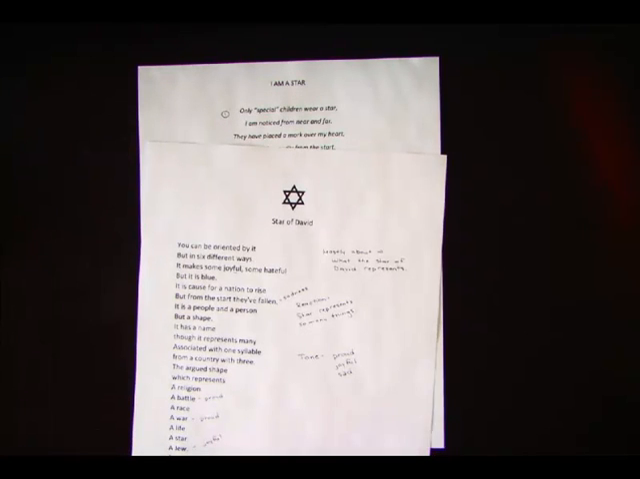Okay, now after you have read this poem, you do have a journal response to do. Your journal response is, how have these two poems, I Am a Star and Star of David, changed your thinking? Okay, so I want you to respond to that in your journal today as well.